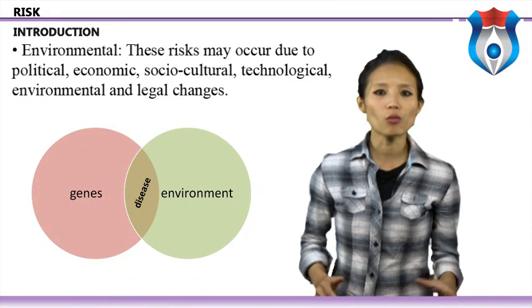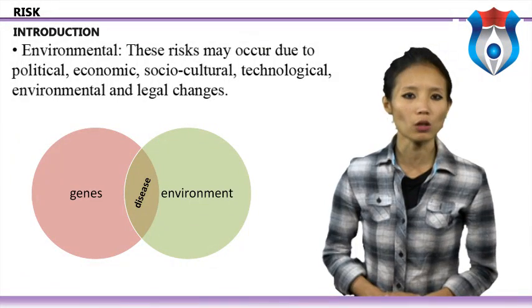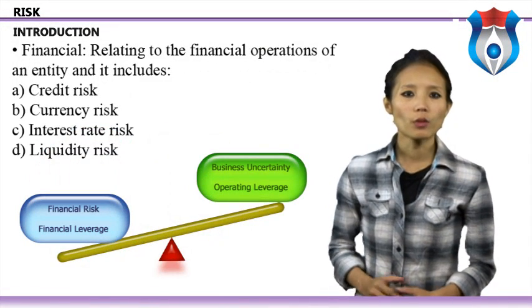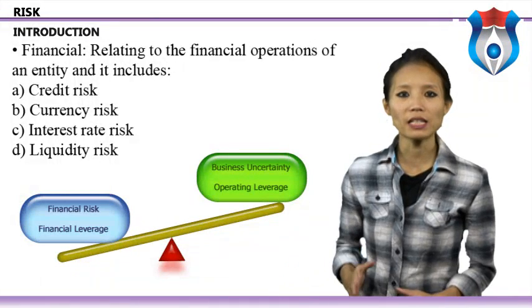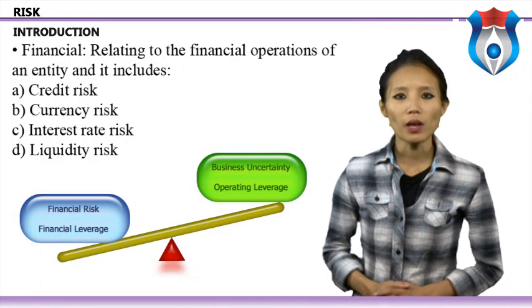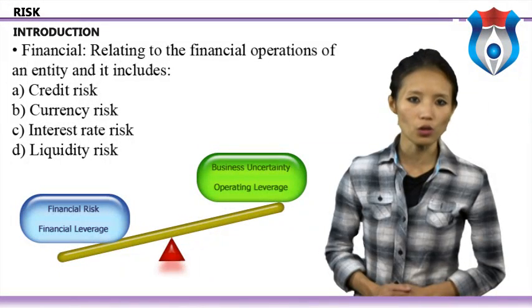Environmental. These risks may occur due to political, economic, socio-cultural, technological, environmental and legal changes. Financial, relating to the financial operation of an entity, and it includes credit risk. A loss may occur from the failure of another party to perform according to the terms of a contract.